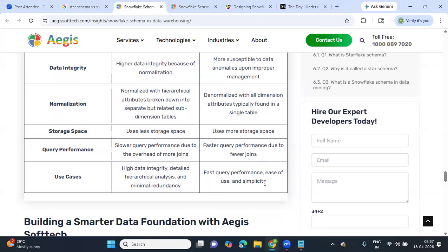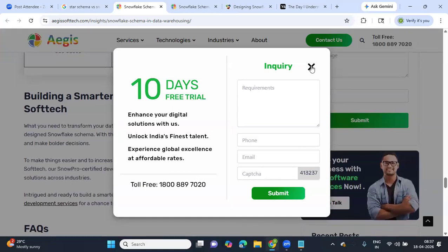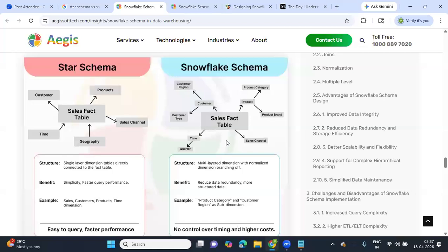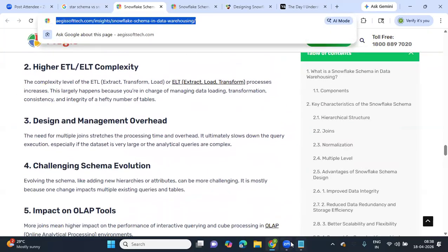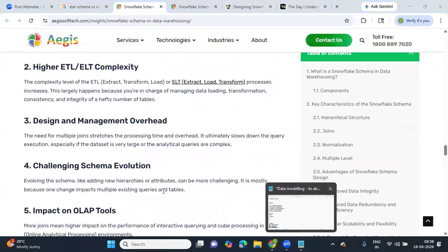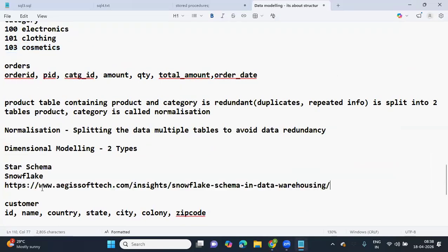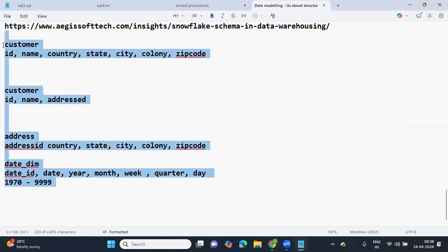Star schema gives faster performance, ease of use, and simplicity. So both have their own advantages and disadvantages, and depending on our requirement, we have to choose. Mostly for reporting purposes, we'll go for star schema. I'll paste this link for the star versus Snowflake schema. Let me paste all of this in the normalization concept.